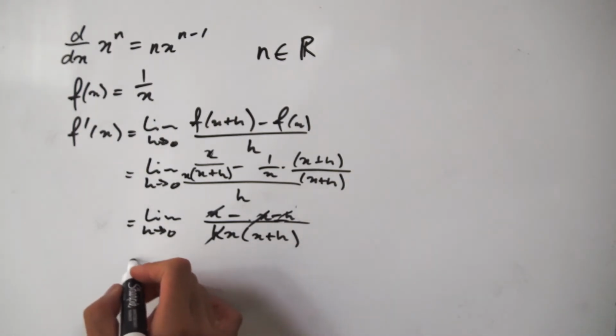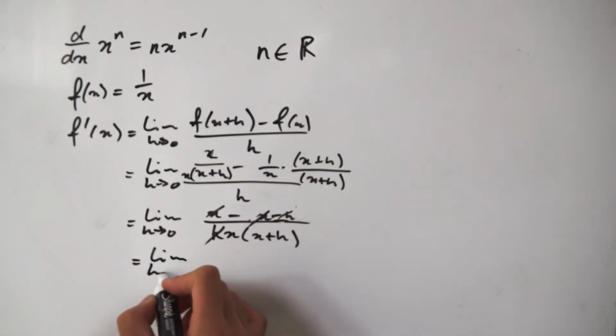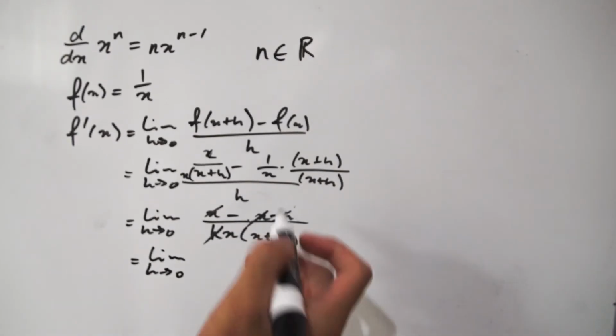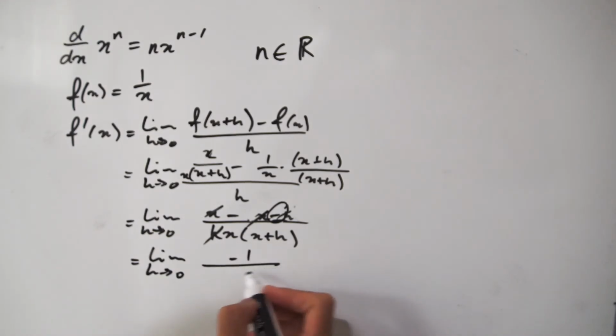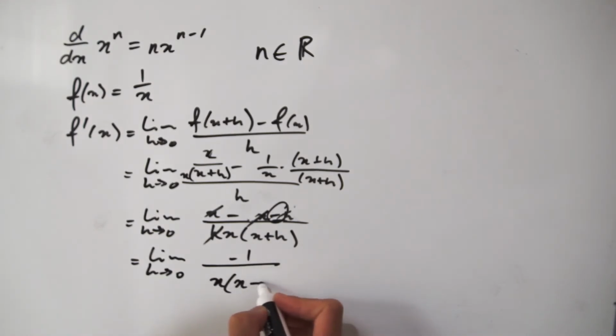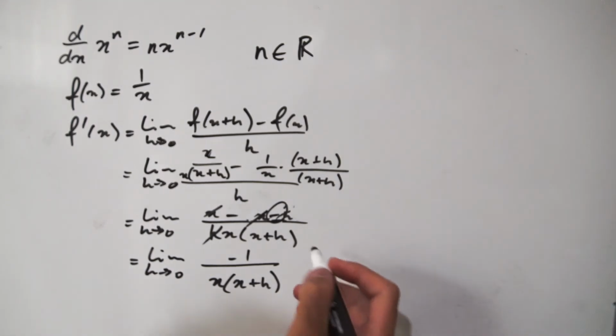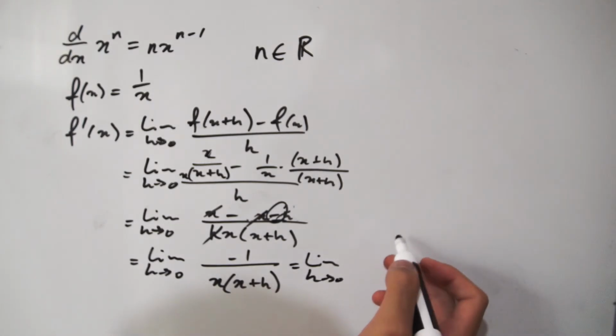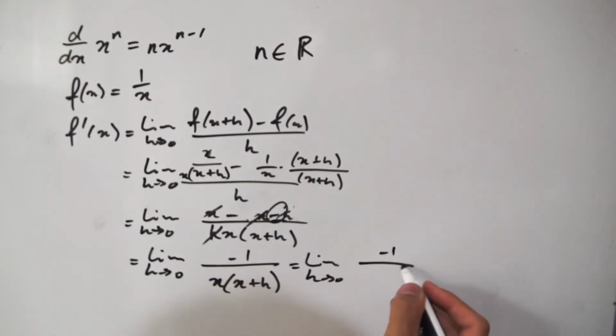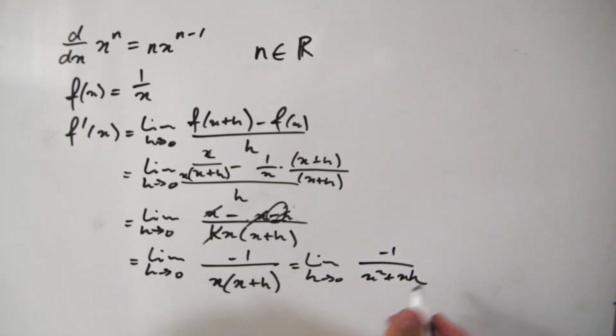And now all that we're left with is the limit as h approaches 0. And don't forget about this negative right here. We have -1 on top, and x plus h. And now what can we do from here? We can expand out this bracket a little bit to be the limit as h approaches 0 of -1 over x squared plus x times h.